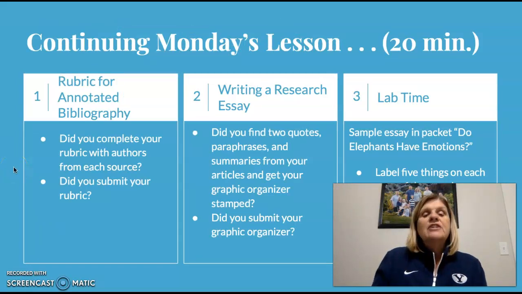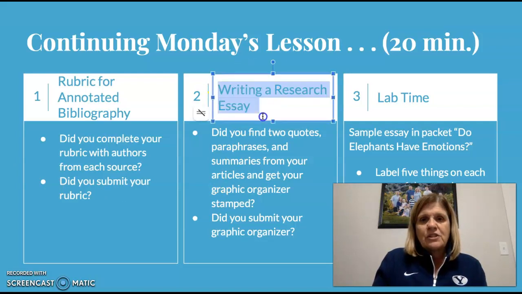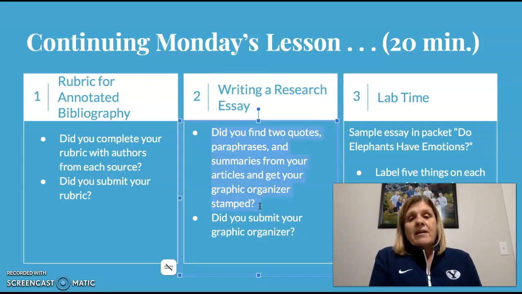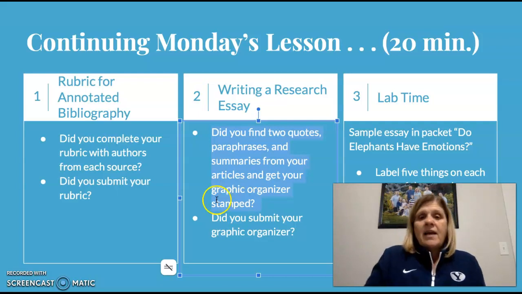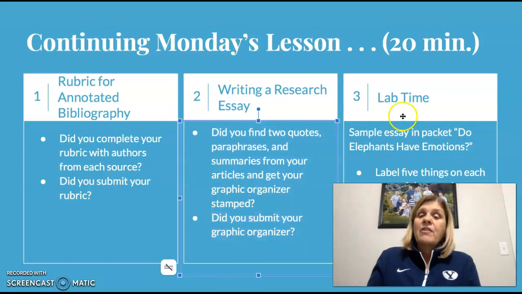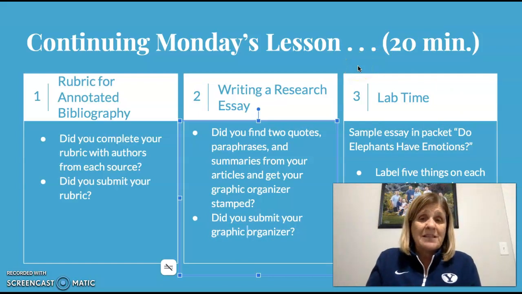of class. Did you make sure you turned in your annotated bibliography rubric with the titles on it so that I can grade your annotated bibliography? The second thing, did you make sure that I checked off 2 quotes, paraphrases, and summaries of your graphic organizer, and to give you credit for that? And did you turn in your graphic organizer into the tray? And then the third thing, I figured that the numbers 1 and 2 will take us about 20 minutes in class.